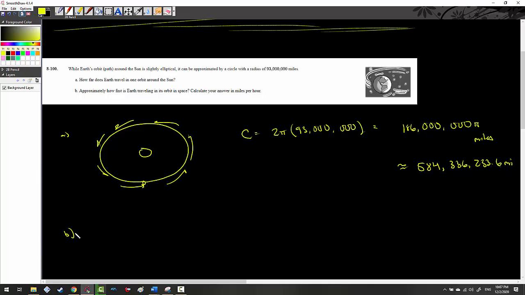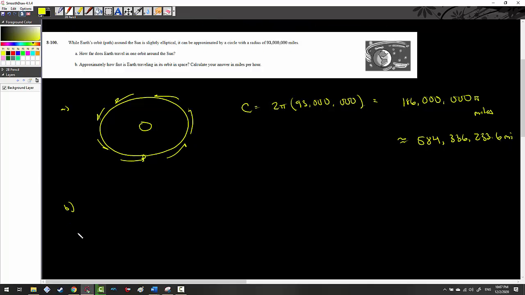Okay, B, it says approximately how fast is the Earth traveling in its orbit in space? Calculate your answer in miles per hour. Okay, so from here, we know that one orbit is 186 million pi miles, and it takes 1 year for that to happen.